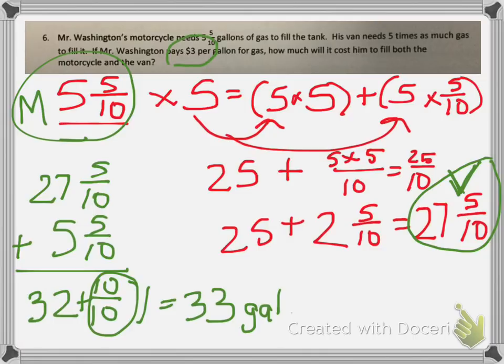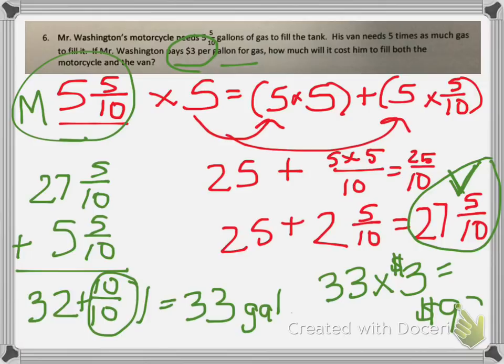But what about this $3? It's $3 per gallon. So we need to multiply 33 times $3 to get how much total. All right, 3 times 3 is 9. We're looking at $99 to fill both his van and his motorcycle.